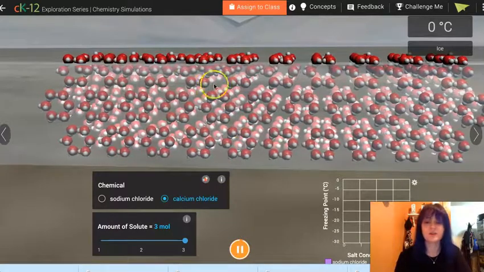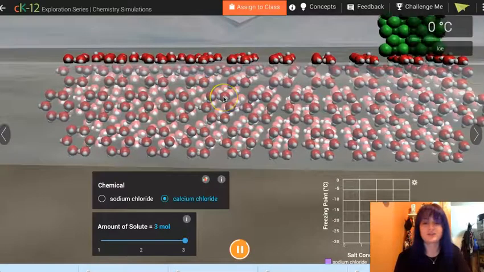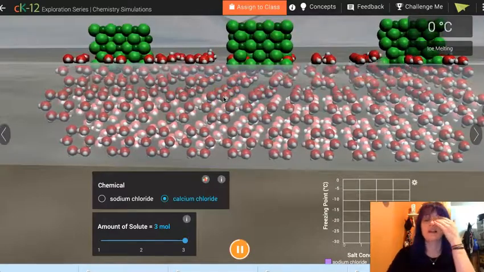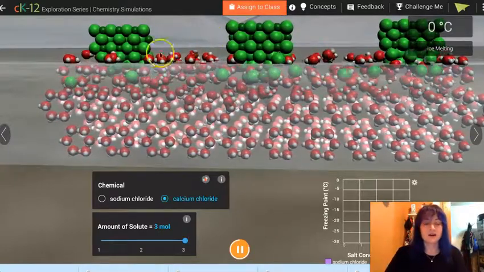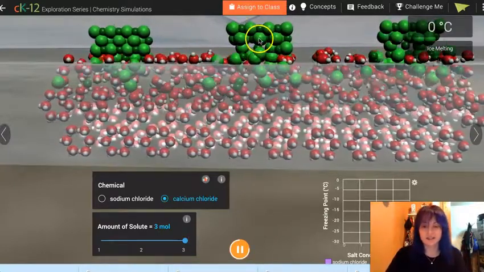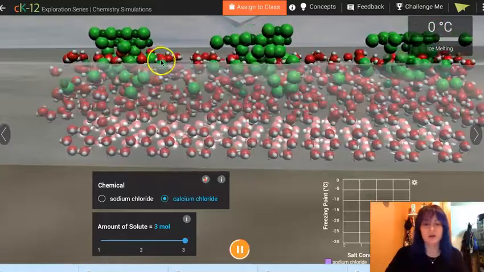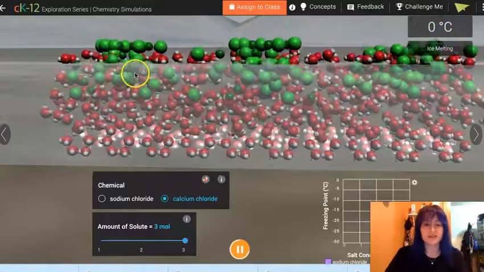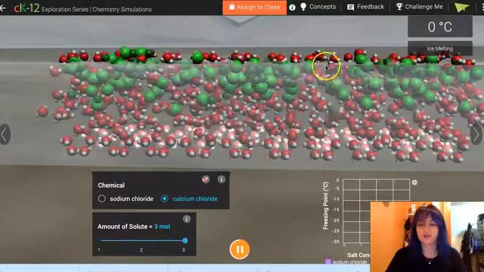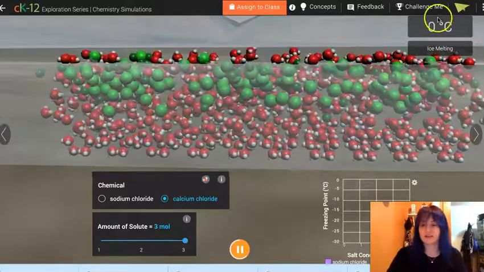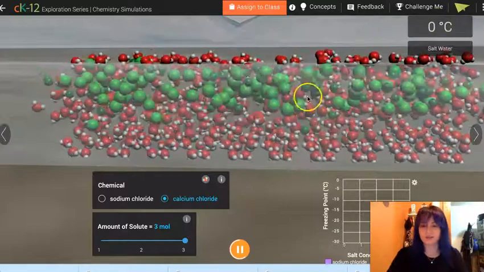Now what we're starting off with is rigid ice. And as you can see, these are the water molecules, the red oxygen, the white hydrogens. They have a solid crystal structure. As you add this calcium chloride, the ions are going to dissociate and break apart. So as you can see, the solute is disrupting the ice and turning it back into a liquid. So now we have salt water here at 0 degrees. You've melted all of the ice.